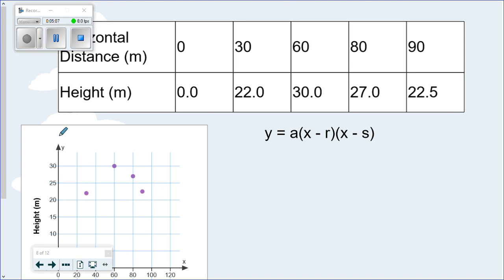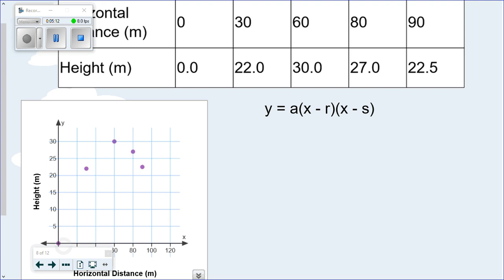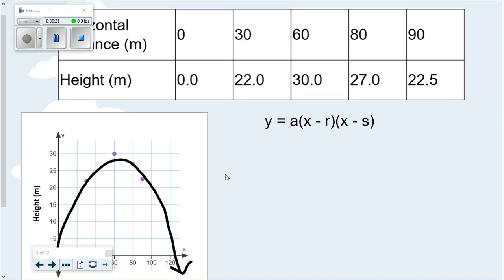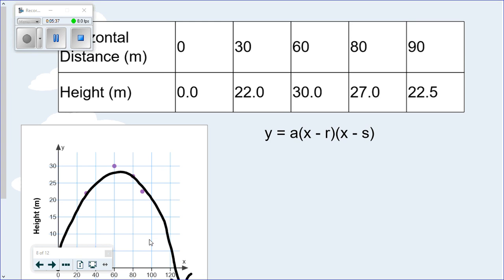Now, how are we going to get that second x-intercept? Somehow we need our graph to come down here. But how are we going to get that second value? We could estimate it. I've just randomly drawn it with no accuracy whatsoever, really quickly, and it looks to be about 125 meters. Meters? Yes, 125 meters. There's another way.